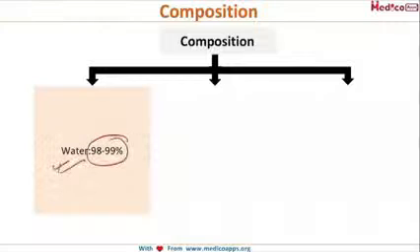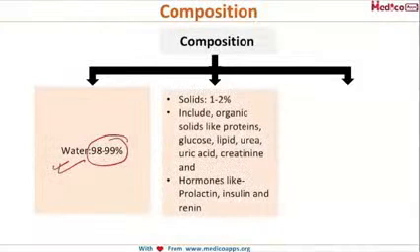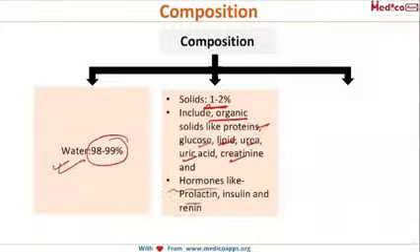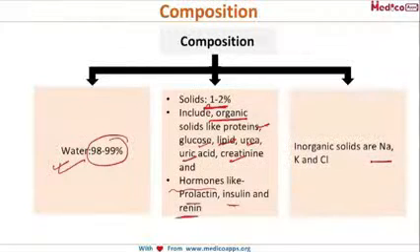Now let us see the very basic composition of this amniotic fluid, and this amniotic fluid is 98 to 99% water. Along with it, the solid substance present, they are 1 to 2%, which can be organic solids like proteins, glucose, lipid, urea, uric acid, creatinine, or hormones like prolactin, insulin and renin. They are also present in the amniotic fluid. Now the inorganic solids that are present in the amniotic fluid are sodium, potassium and chloride.